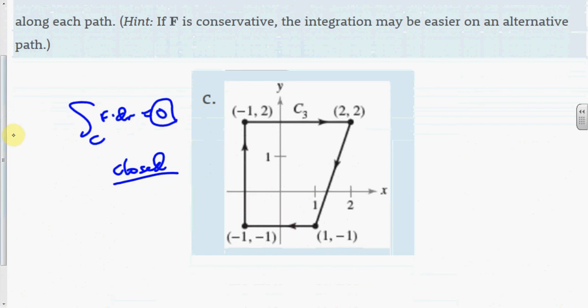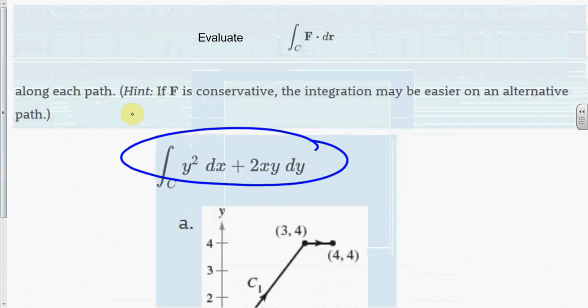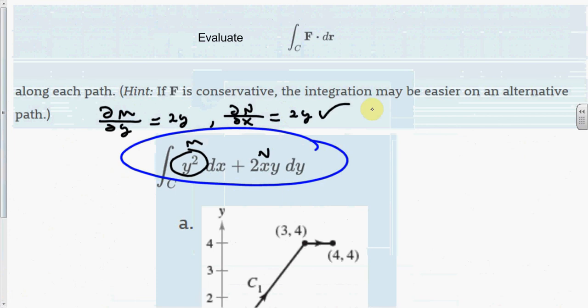And by the way, we've got to make sure that F is conservative. I skipped that, but go back to the first part and we'll show that. So here, the partial of M with respect to Y, remember this is M, is 2Y. And the partial of N with respect to X is 2Y. So it is conservative.